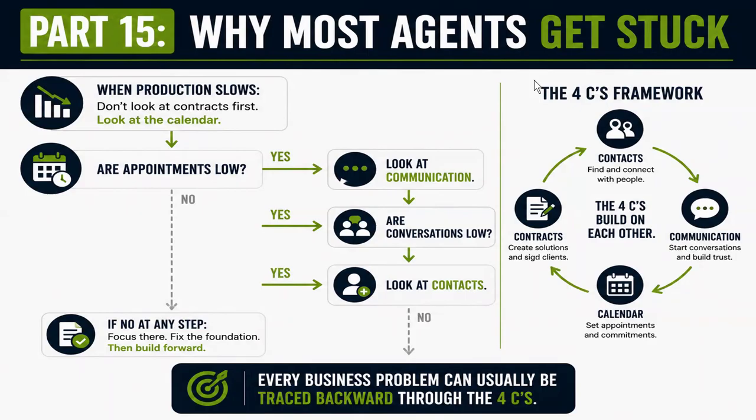All of these 4 C's are designed to help you and your new agents build a business and not have some elaborate or hard to understand system. It's 4 C's. Within those C's, there's going to be good things, bad things happening. If you fix the bad things, then mostly good things will be happening throughout the life of that. And that gives you a full system, a very simple system from leads to revenue. So contacts, communication, calendar, and contracts, the 4 C's, they build on each other. Every business problem can usually be traced back through the 4 C's.